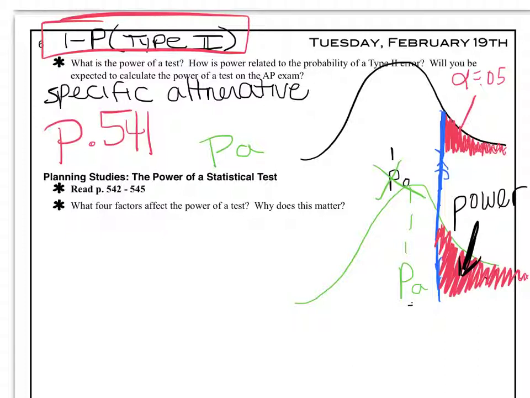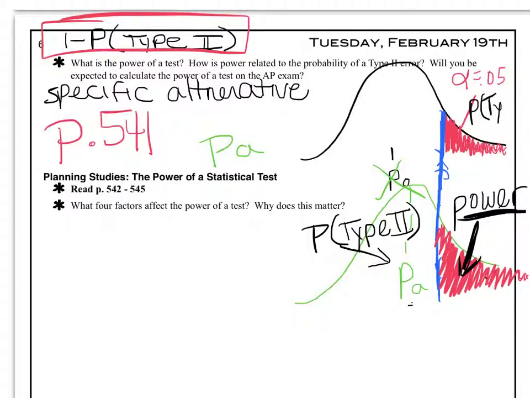So, the larger the power is, the better your test. All the non-shaded part over here is the probability of having a type 2 error. And remember that alpha here is the probability of having a type 1 error. They all go together.